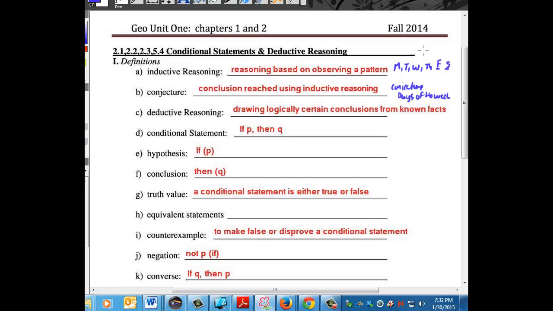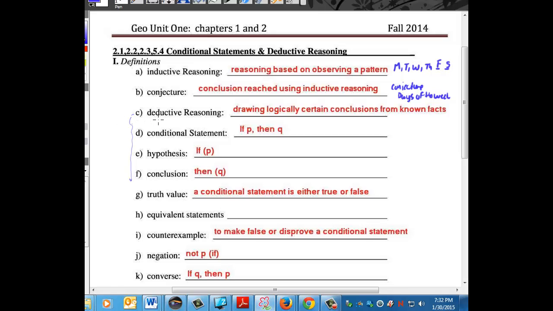Well, today we move past inductive reasoning and we're going to focus on deductive reasoning. So everything that we do, all the way down, C, D, E, all the way down to the bottom of the page, is going to involve deductive reasoning.